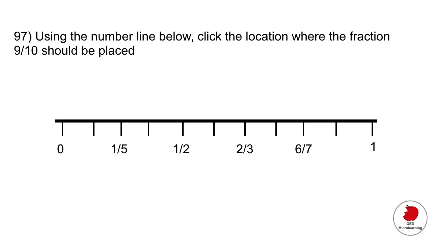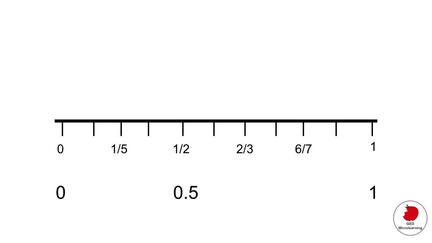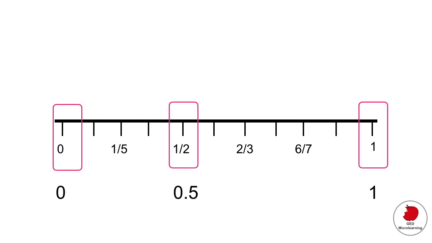All right, question 97. So another number line. It's telling you, using the number line below, click the location where the fraction 9/10 should be placed. Okay, and here what you have is these kind of random fractions. So the first thing is to think about where everything sits, right? So here on the left, we have the 0, the 1/2 is the 0.5, and the 1.